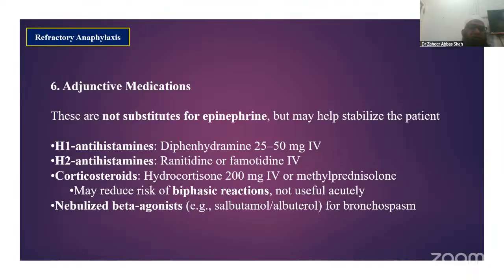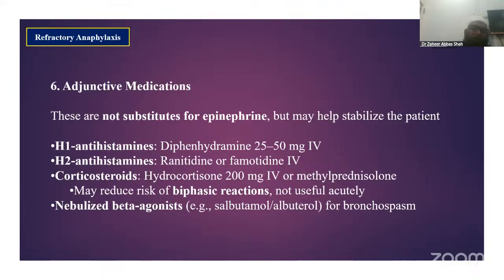Next thing is that people give antihistaminics. We have H1 and H2 receptor antihistaminics, first generation and second generation, so diphenhydramine and ranitidine. It will take care of the cutaneous reactions and relieve them. Corticosteroids can be given. Here hydrocortisone has been mentioned. Methylprednisolone can also be given in a proper dose.